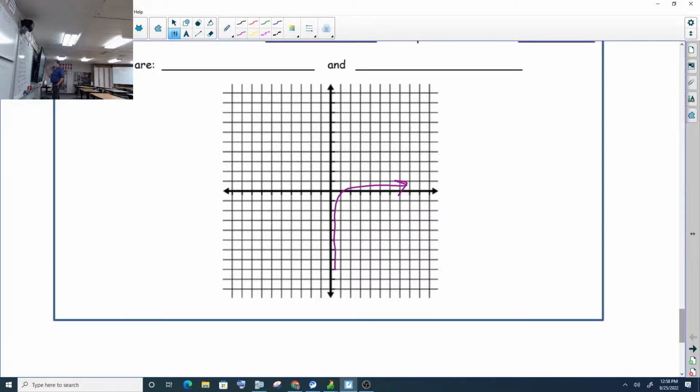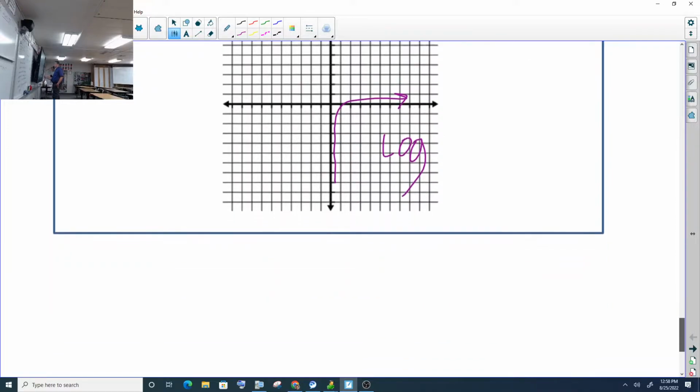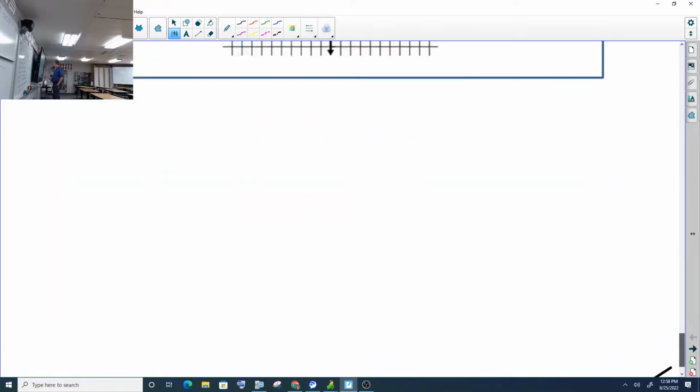And that is called a log. Log, log, log. I like log. Logs of wood. What? To burn on fire.